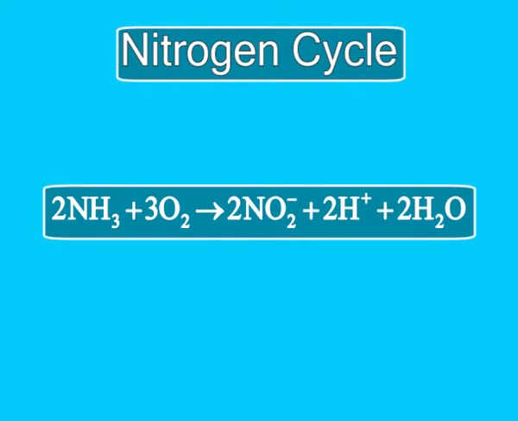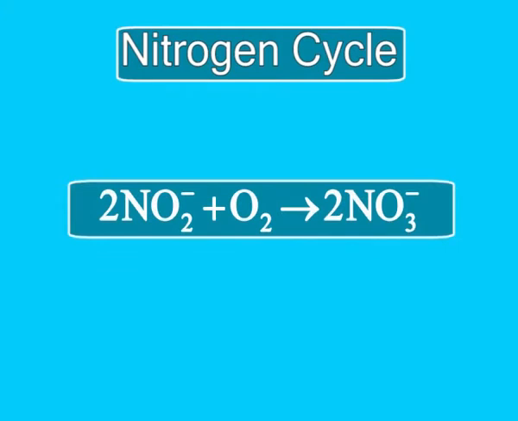2NH3 plus 3O2 gives 2NO2 negative ions plus 2H positive ions plus 2H2O. Ammonia reacts with oxygen and forms nitrite ion, hydrogen ion and water. 2NO2 negative ions plus O2 gives 2NO3 negative ions. Nitrite ions react with oxygen and form nitrate ions.